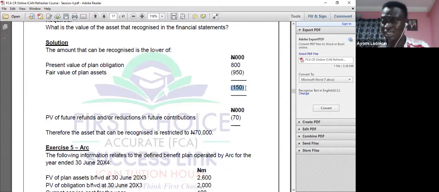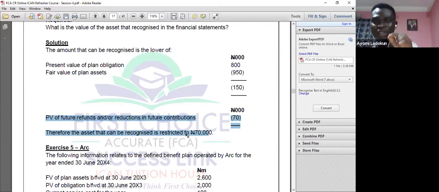So it's a negative, but okay? That means it's an asset. That means my pension obligation is lower than my plan asset. Now, the PV of future refunds is 70. So therefore, the asset that can be recognized is restricted to 70. That is the asset ceiling. That's it.